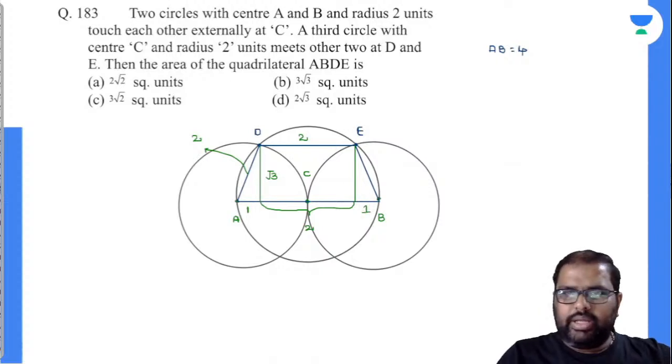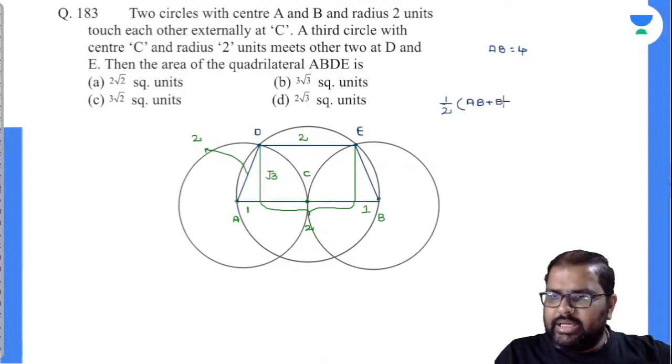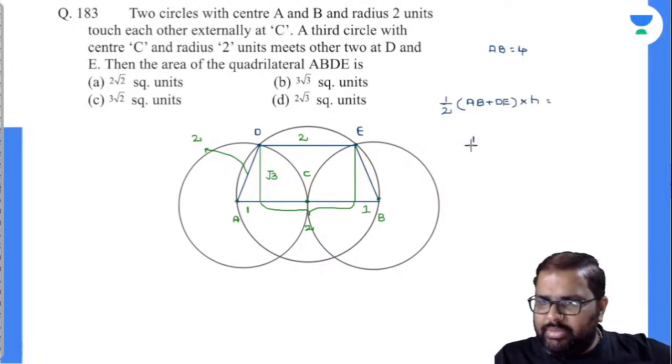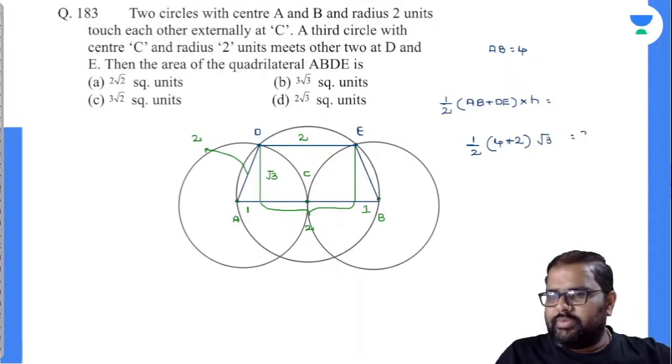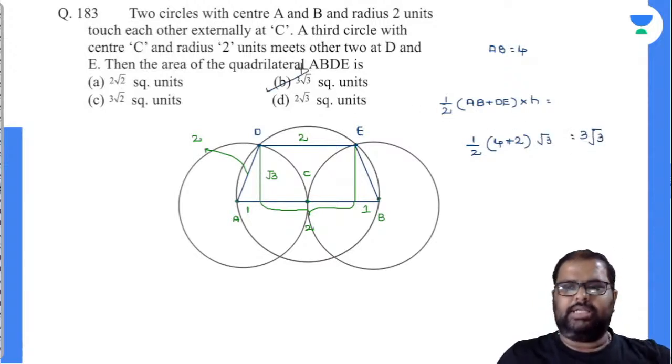So everybody knows the area of the trapezium is equal to half of the sum of the non-equal sides, AB plus DE, into the height of the trapezium, which is the area of the quadrilateral. Half into AB value 4, this is 2, and height value is root 3. So automatically your answer will be 3 root 3. Any of you got this value, and your B option is satisfied.